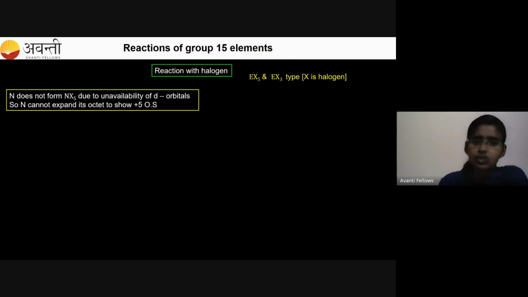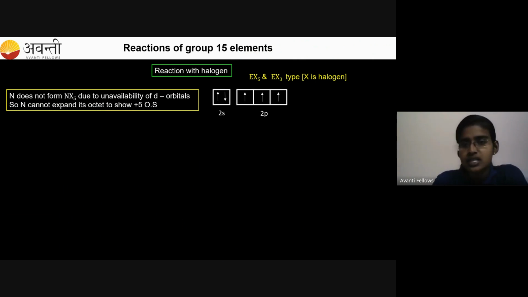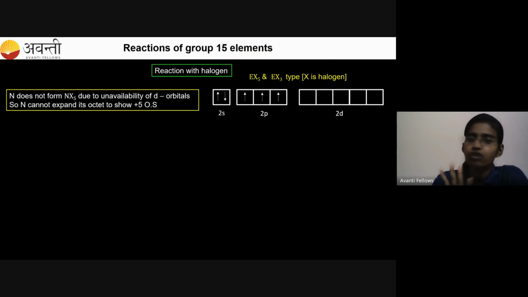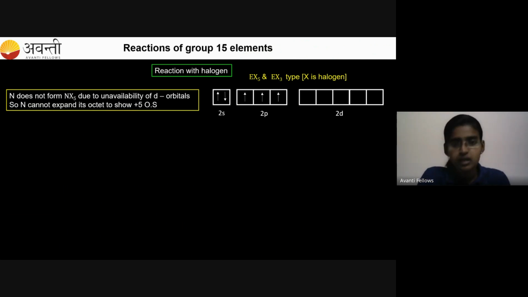Since there is no d orbital present for nitrogen, there are only 2s and 2p orbitals, no 2d orbital. So maximum nitrogen can form only 4 bonds. That's what we have already studied. No? Maximum covalency is 4 for nitrogen. So it cannot take 5 as its covalency. Okay. So it is not there. So 5 bonds cannot be formed using nitrogen. It cannot expand its octet.